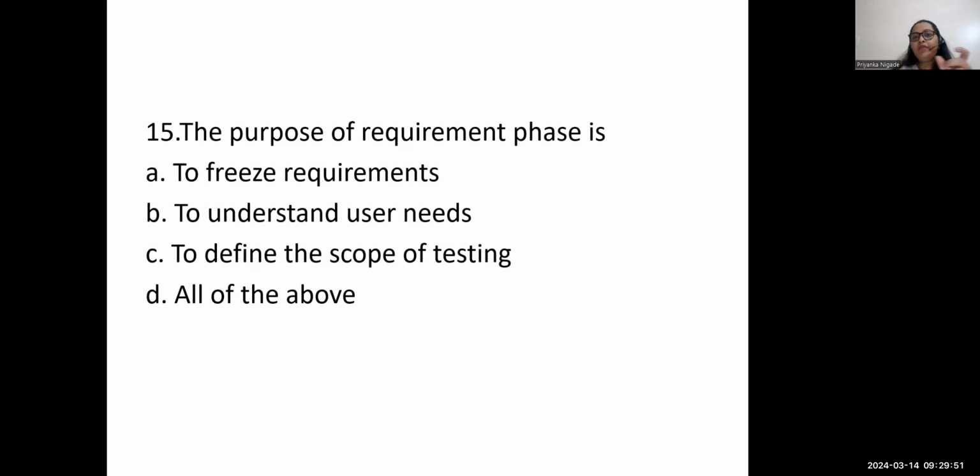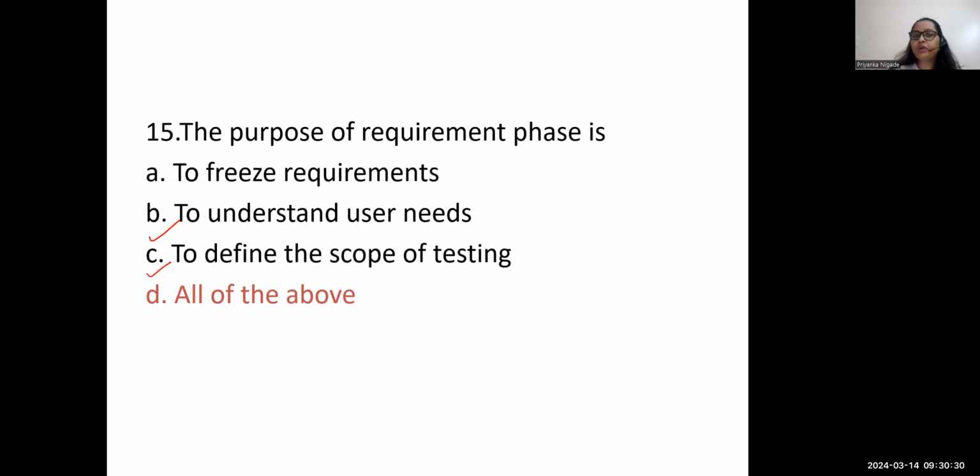So obviously, why do we need a requirement phase? First point, to understand the need of the customer. So the second option is also correct. Now guys, to define the scope of testing, that is also correct. Even we can use this requirement document, because we can freeze the requirement too. What is meant by freezing the requirement? Whenever requirements are stable, then based on those requirements, we can complete the full life cycle. So somewhere in sequential development, we can freeze the requirements too.